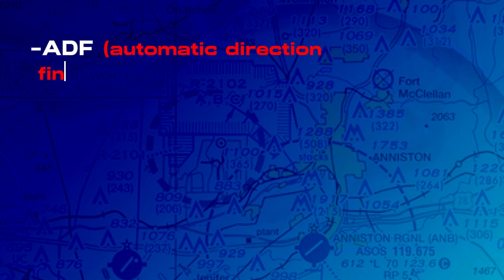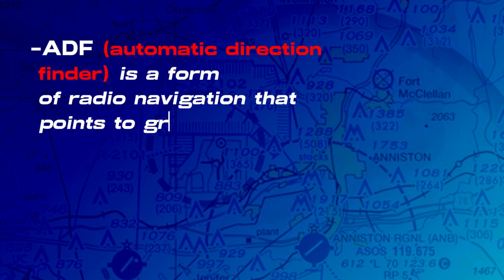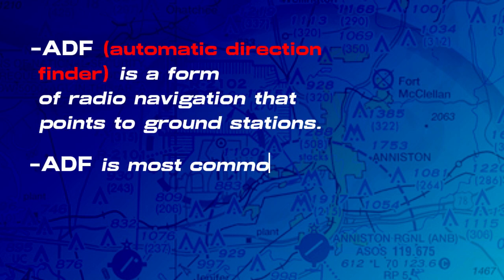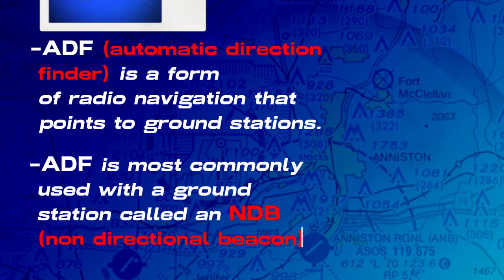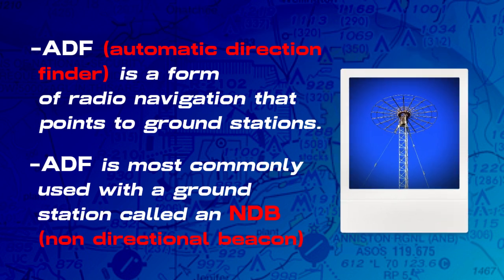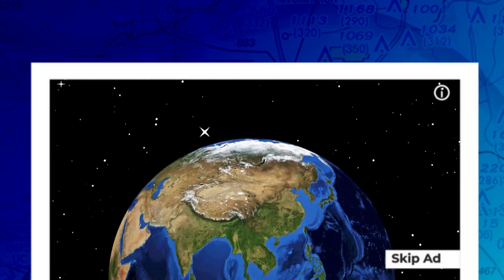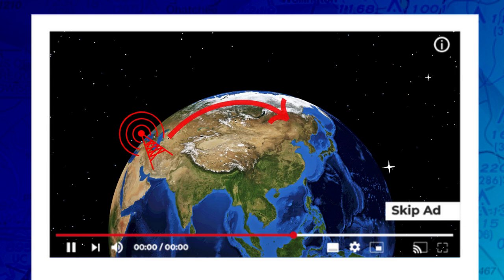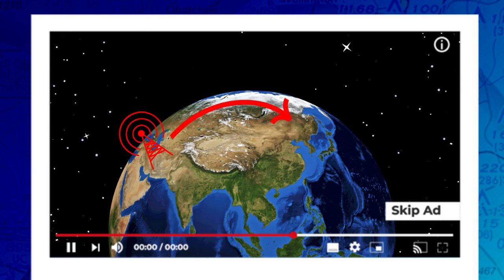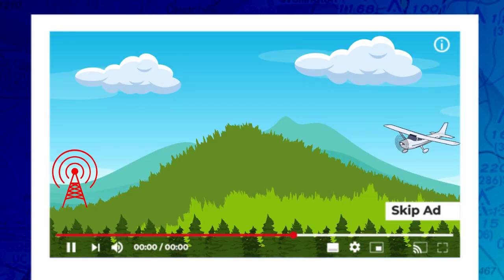The Automatic Direction Finder, or ADF, points in the direction of ground stations called non-directional beacons, or NDBs. It is also capable of navigating to commercial AM radio stations. NDBs are not limited to line of sight, meaning the radio waves follow the terrain and curvature of the Earth's surface. This allows us to receive NDB signals from both long distances and low altitudes. But unfortunately, they also have many limitations to be aware of.